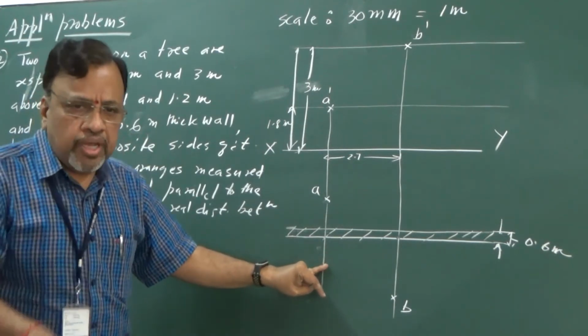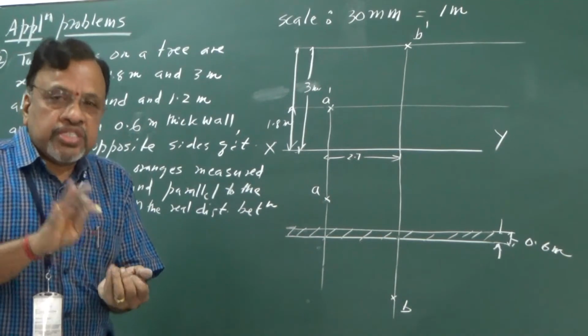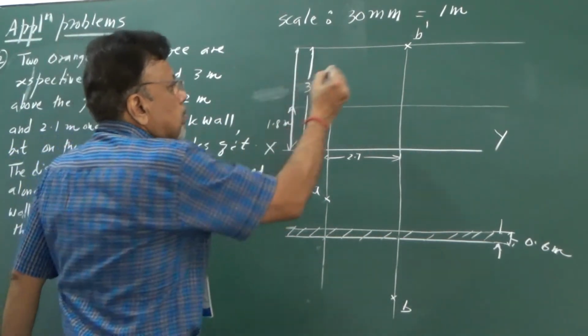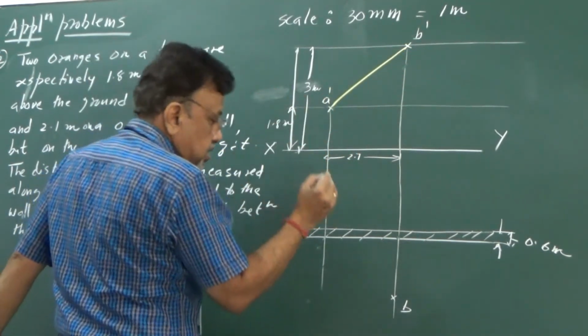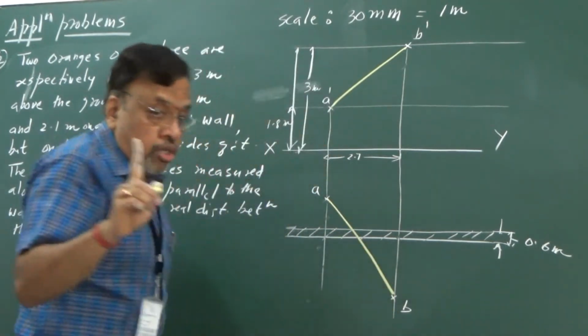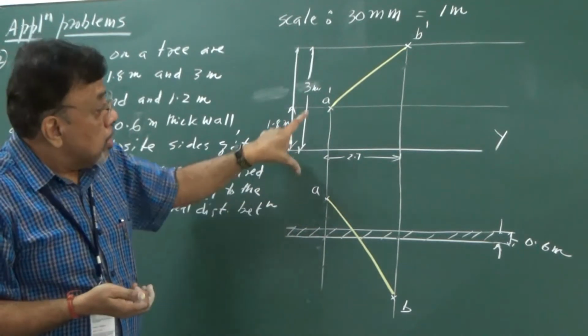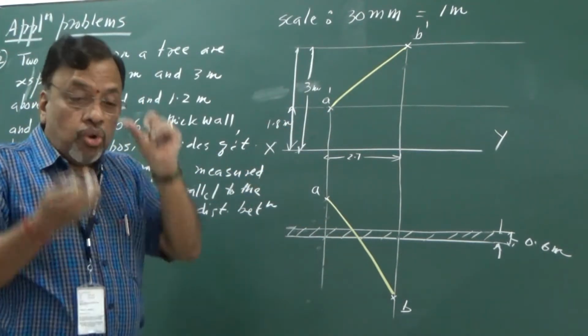Now I want to determine the real distance between the oranges. So what is the real distance? First of all, I need to join the line joining A dash and B dash. This is the distance and this is the particular distance. But as you can see, since the line is inclined to both the planes, these are only the projections. It is not the true distance. So how do you find the true distance?